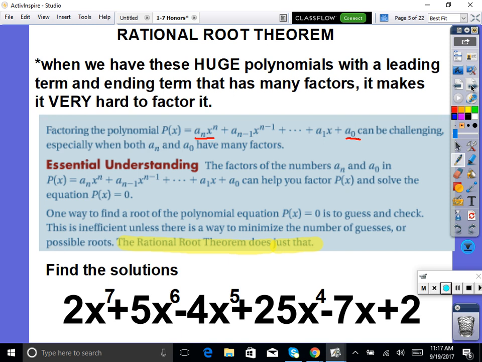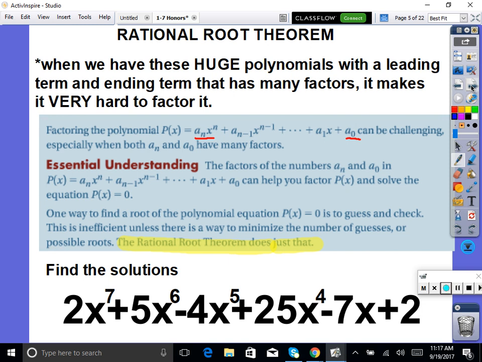Now that's saying this in way complicated form. So I'm just going to read a couple things, and then I'll show you what the rational root theorem is. So it says, factoring the polynomial, that's this huge polynomial where we have a leading term and a constant at the end, can be very challenging. In fact, sometimes we don't know how to factor it. Especially when the leading term and the constant have a bunch of factors. It's going to make it really hard to factor it.